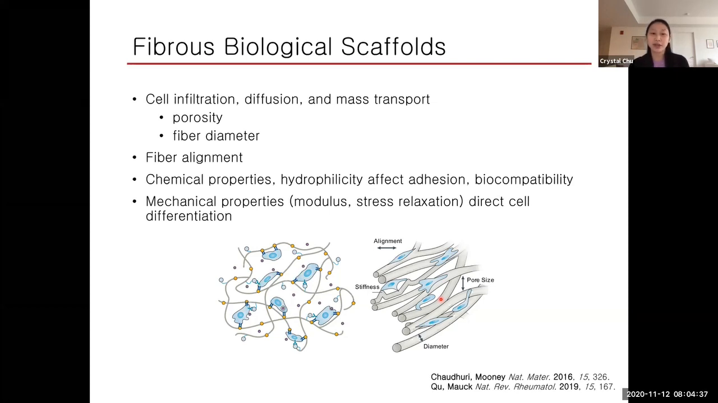And then there are a lot of different mechanical properties that we want to control for in preparing these structures. Some examples are the stiffness of the fiber and stress relaxation properties. And we know from great work from a lot of researchers that these mechanical properties will affect a lot of different biological responses, including cell differentiation.